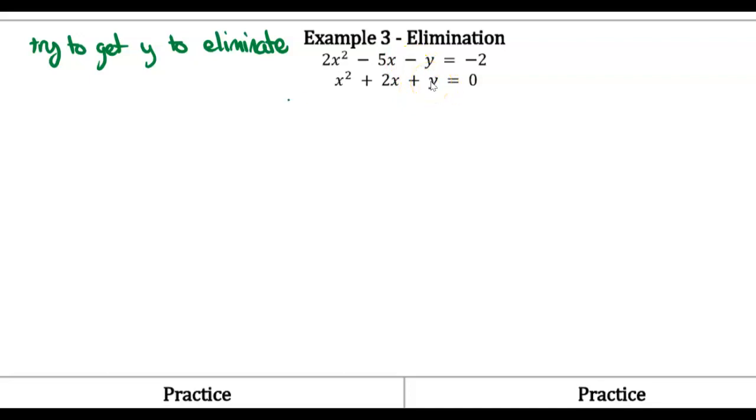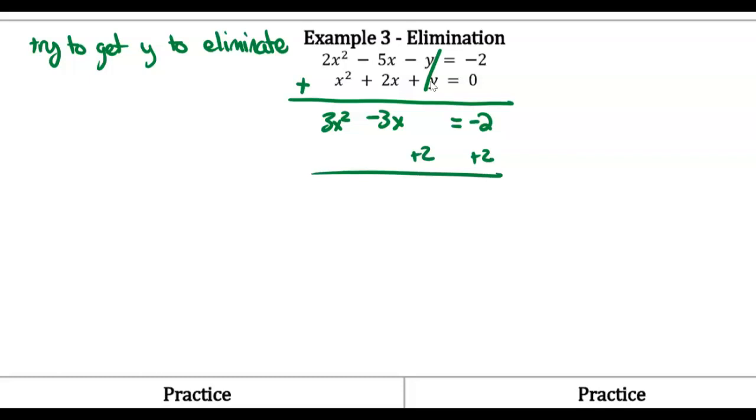If we just go ahead and add straight down, we get 3x squared minus 3x, the y's eliminate, equals negative 2. Go ahead and add that 2 back over so that it's equal to 0. So we have 3x squared minus 3x plus 2 equal to 0.